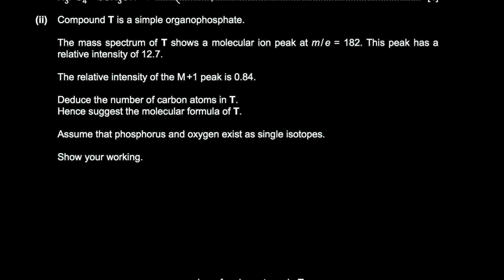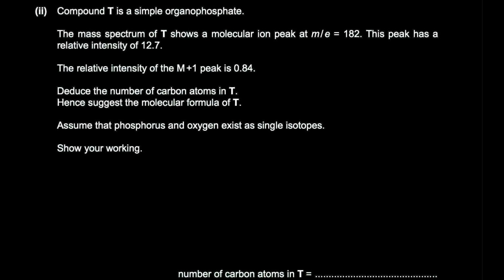Compound T is a simple organophosphate. The mass spectrum of T shows a molecular ion peak at a mass to charge ratio of 182. This peak has a relative intensity of 12.7. Relative intensity is analogous to peak height. The relative intensity of the M plus 1 peak is 0.84. Deduce the number of carbon atoms in T and hence suggest the molecular formula of T. Assume that phosphorus and oxygen exist as single isotopes.